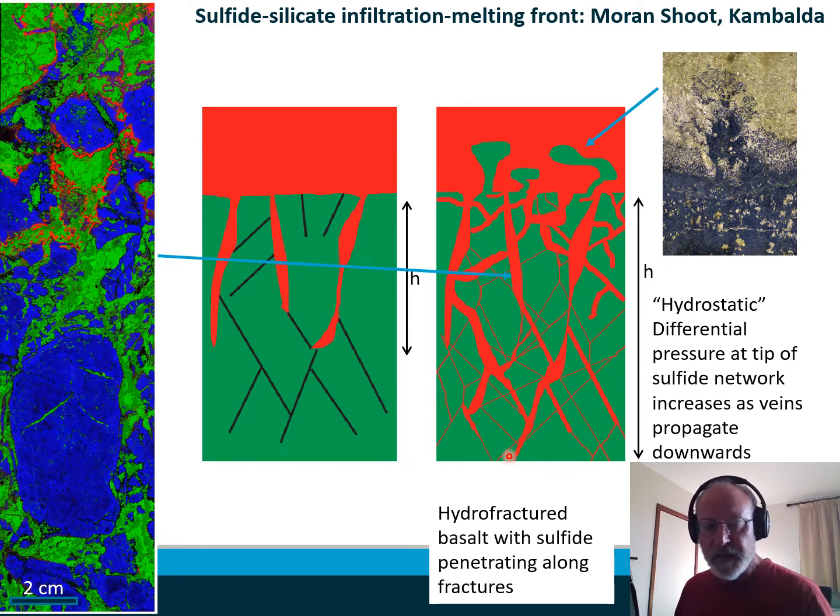So the stronger the tendency is for the sulfide to keep propagating and keep driving its way down through the basalt, how far these fractures go depends on how far they can go before they freeze. So there's basically a race between the tendency of the sulfide to push its way through the cracks versus the tendency of the sulfide to lose heat to the country rocks and freeze up. And depending on the balance between those two things, you'll get a bigger or a smaller infiltration front.